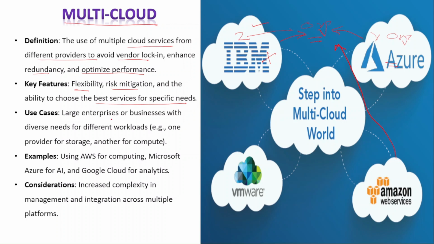Use cases include large enterprises or businesses with diverse needs for different workloads. For example, one provider for storage and another for compute. Examples include using AWS for computing, Microsoft Azure for AI, and Google Cloud for analytics. And the consideration include, of course, if you are using multiple cloud providers, you have increased complexity in the management as well as integration across multiple platforms.